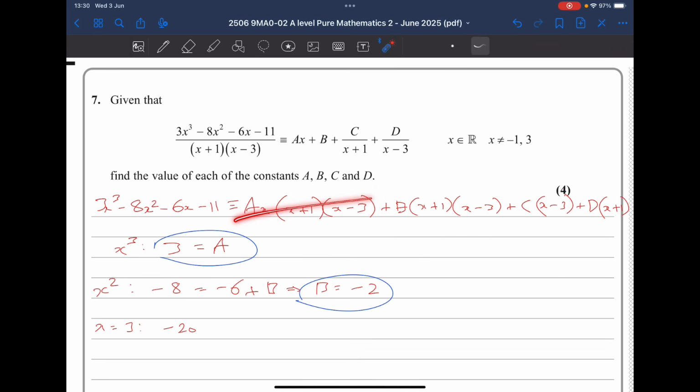When you put in the 3's, this is gone, this is gone, this is gone. 3 plus 1 is a 4. So 4d is minus 20. So d is minus 5.